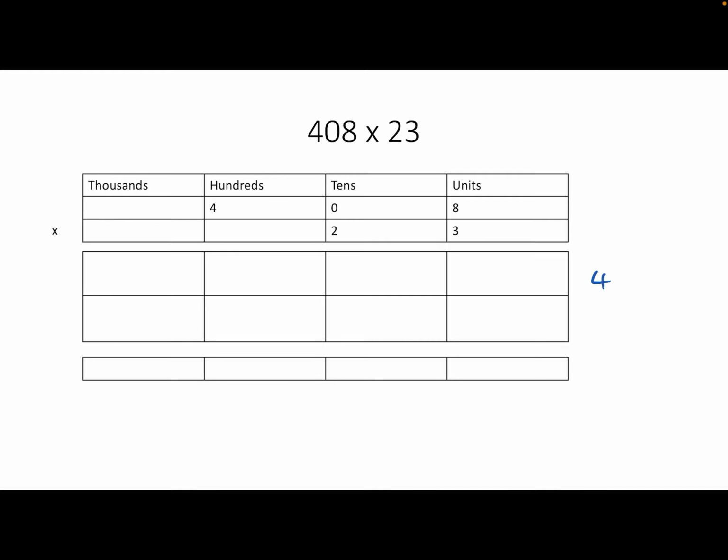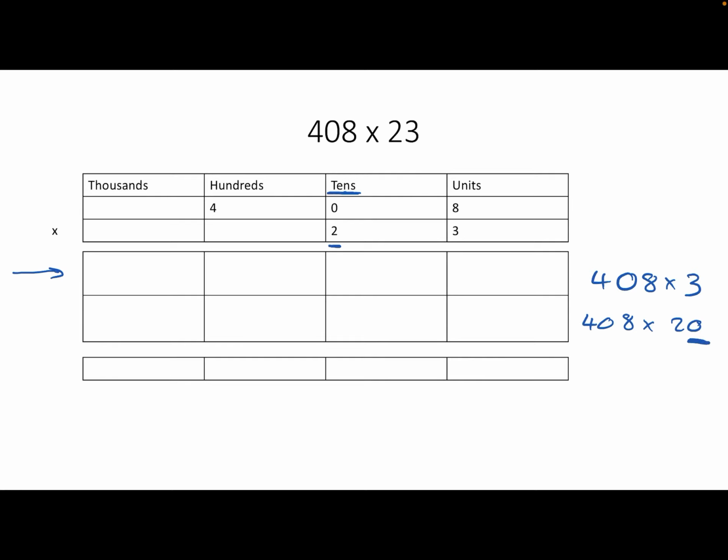So we've got 400 in this column here, or in this row, apologies. We've got 408 multiplied by 3. And yes, we've got a 2 there, but we're not multiplying by 2, we're multiplying by 2 tens. So that's 408 multiplied by 20.